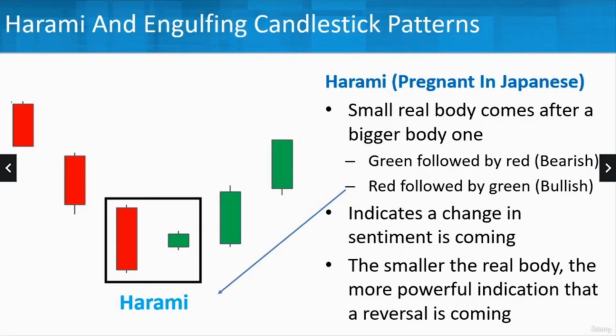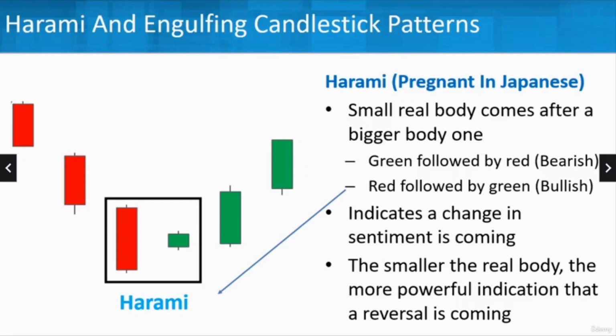Something's coming. So if you're looking for an indicator that there might be a reversal or some change coming, Haramis can be very helpful. The smaller the real body on the second candle, the more powerful the indication that the reversal is coming. If there's not much difference between the two, then it's not really a Harami. You're looking for a taller, longer real body candle followed by a shorter, squat, small one. You're looking at the real bodies of these candles more so than the wicks going up or down, at the opens and closes around the candle.